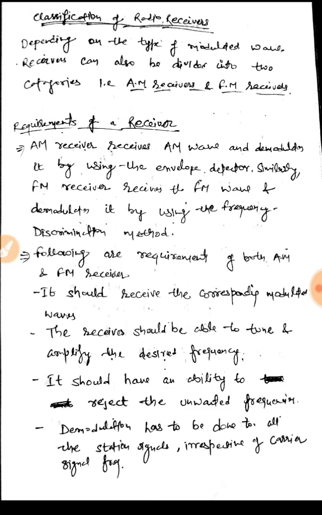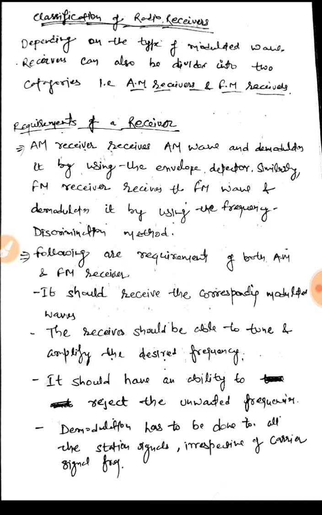Depending on the type of modulated wave we are receiving, receivers can be divided into two categories, AM receivers and FM receivers. If a receiver is used to receive and demodulate amplitude modulated waves, then it is an AM receiver. And if it is used to receive frequency modulated waves, which can be narrow band or wide band, then it is a frequency modulated wave receiver.